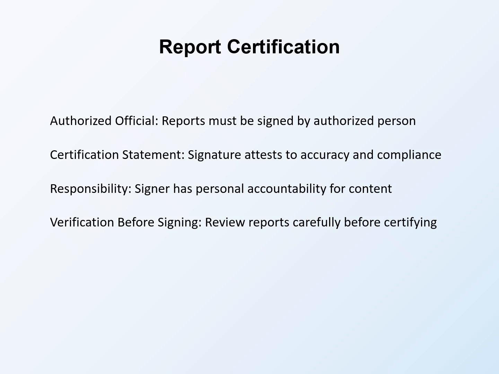The certification statement that accompanies your signature attests that the information is accurate, that expenditures are proper and in accordance with grant terms, and that required cost sharing has been or will be provided. Read and understand what you are certifying before you sign. Responsibility means the signer has personal accountability for report content. This is not merely a formality. False certification can have consequences. Signers should have reasonable basis for believing the report is accurate and should not sign blindly.